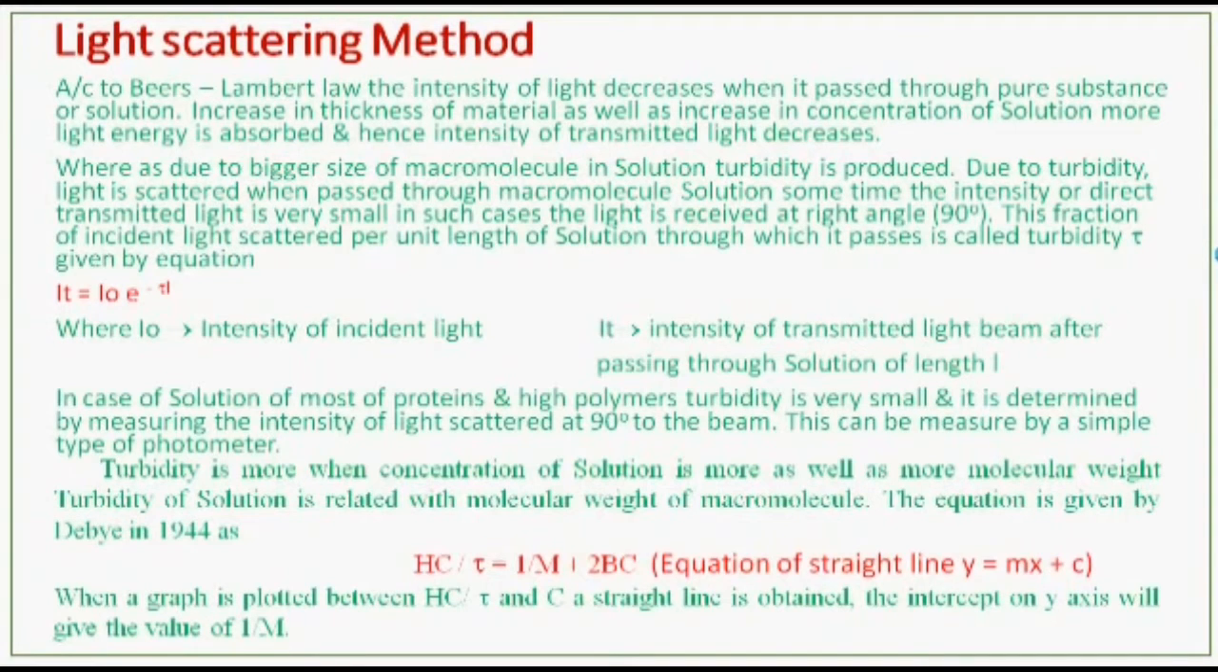In case of solution of most of protein and high polymer, turbidity is very small, and it is determined by measuring the intensity of light scattered at 90° to the beam. Turbidity is more when concentration of solution is more, as well as when molecular weight is more. So turbidity of solution is related with molecular weight of the macromolecule. The equation given in 1944 is Hc upon tau is equal to 1 upon M plus 2Bc.